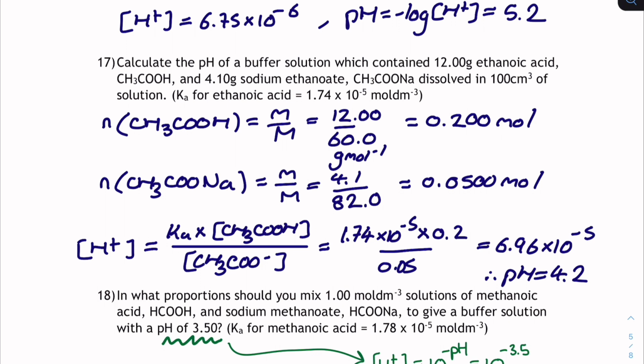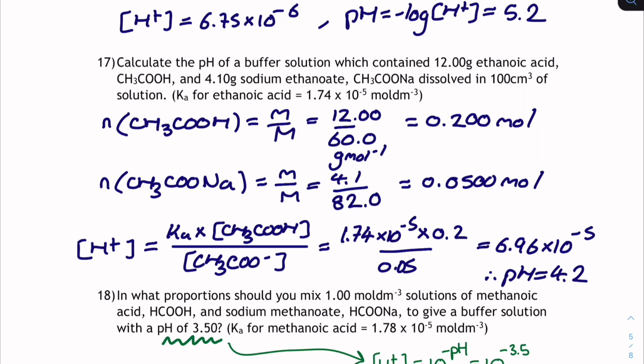So what do I need to do to begin with? Well, I need to figure out the mole values of the ethanoic acid and the sodium methanoate. I can then convert that into concentrations if I want, but moles is the top priority. For each of them, I've got masses. There's only really one thing I can do with that. Mass divided by molar mass is going to give me moles. So for the ethanoic acid, the mole value is 0.2, using a molar mass of 60. And for the sodium ethanoate, the molar mass there is going to be 82, giving me a mole value of 0.05.